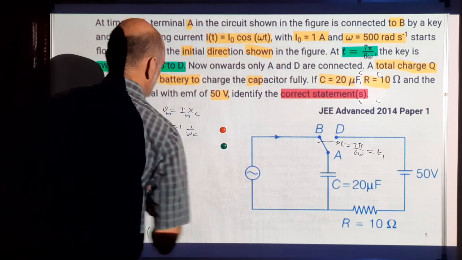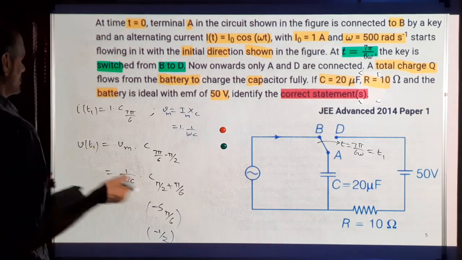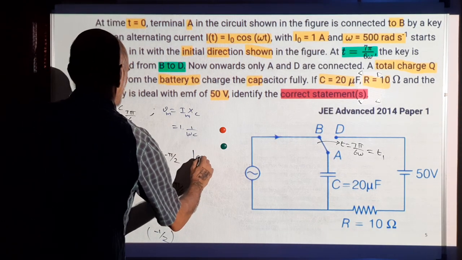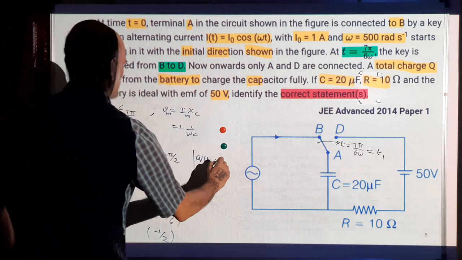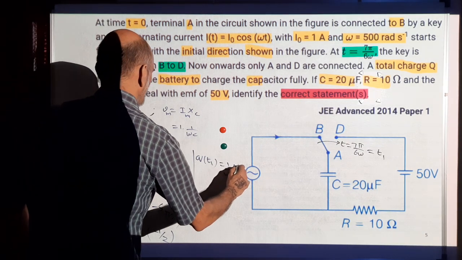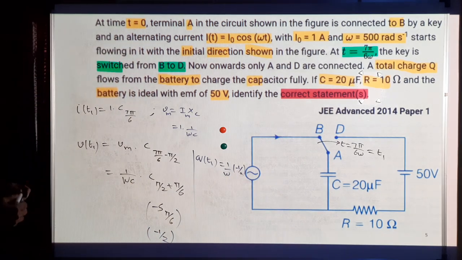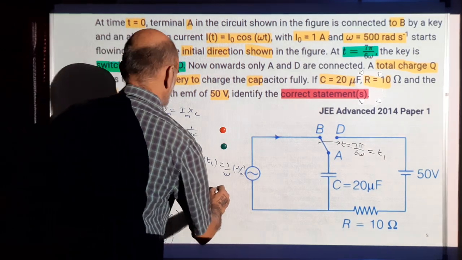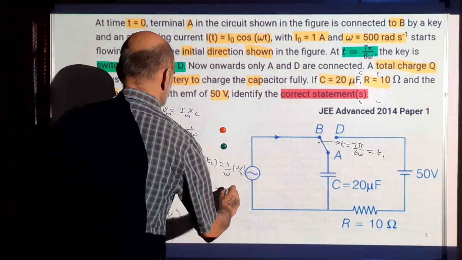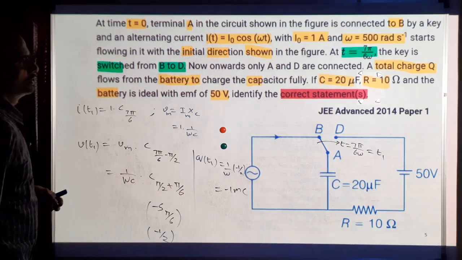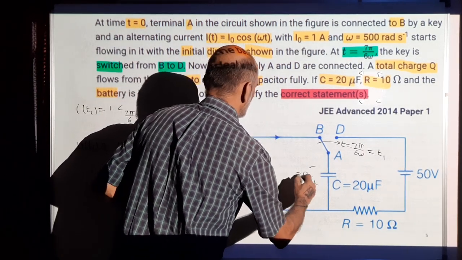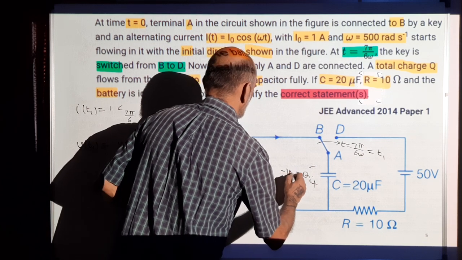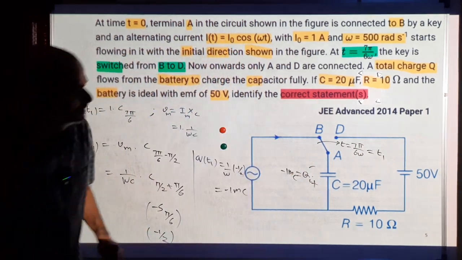So the initial charge at this time instant, just before the switch is thrown, that is Q at time t1, is this into C. So it will be 1 by omega into minus half. So omega is 500 radian per second. So 500 into 2 is 1000. So minus 1 millicoulomb. So the initial charge will look like this, 1 millicoulomb with this polarity.